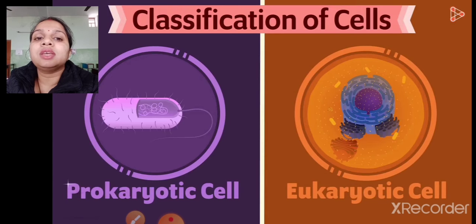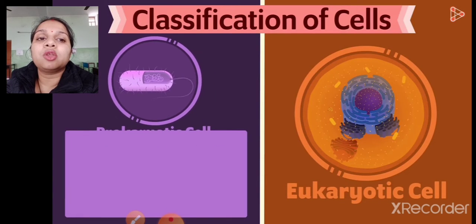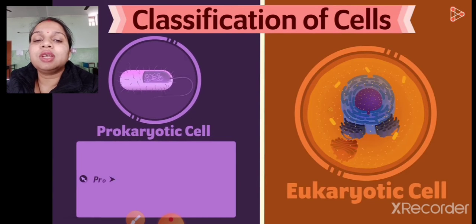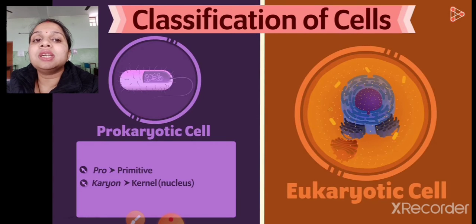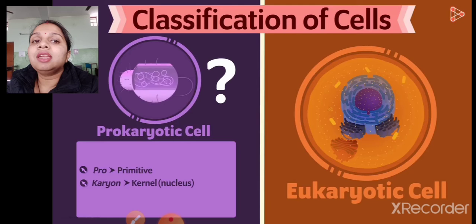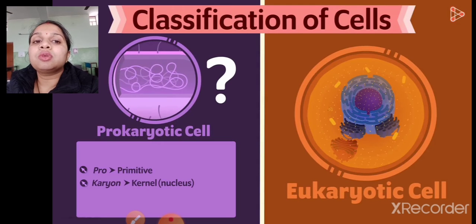On the basis of their names, first we discuss the meaning of pro. Pro means primitive and karyon means nucleus, so primitive nucleus means the nucleus is not true. This cell is known as a prokaryotic cell, in which a false nucleus is present.